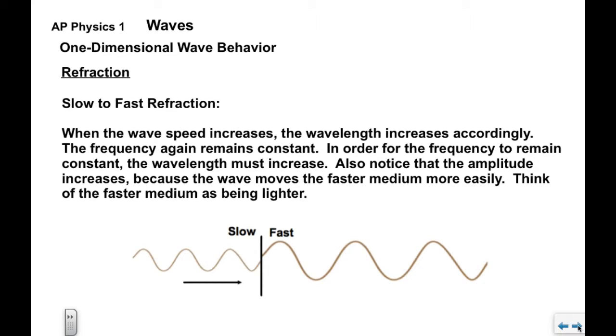When the reverse happens, when we go from slow to fast, where the wave speed increases, the wavelength must also increase. Again, the frequency remains constant, so when the velocity goes up, the wavelength must also go up. Notice that the amplitude in the fast medium increases because the wave moves the faster medium more easily. It's a lighter spring, so it moves with a greater displacement, a greater amplitude when the waves move into the fast medium.